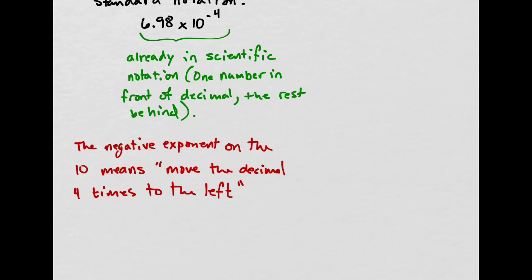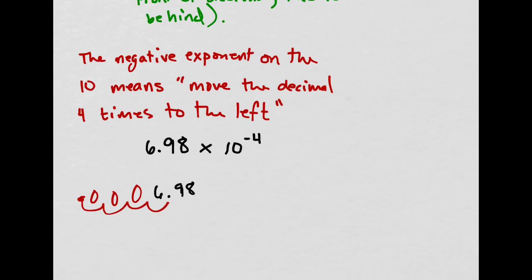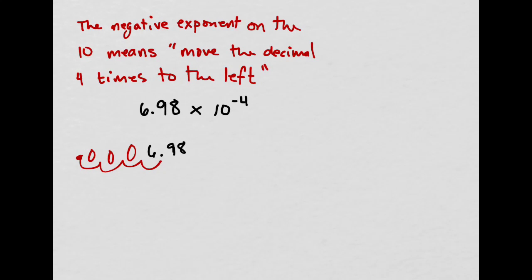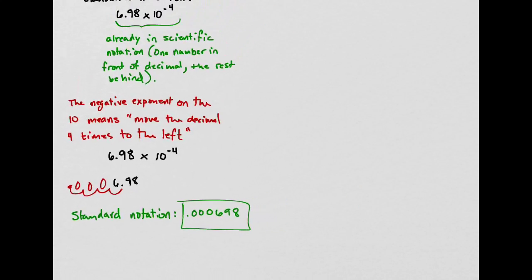So here, let me just rewrite it. What I do is I take 6.98 and I just move the decimal. 1, 2, 3, 4. So the decimal goes out there, and then anywhere I don't have a number, I put in a 0. So there we go. Standard notation, that would just be 0.000698. And that's it. You could write a 0 in front, that's fine as well, but I'm just going to have it like that. So there you go. That's standard notation.